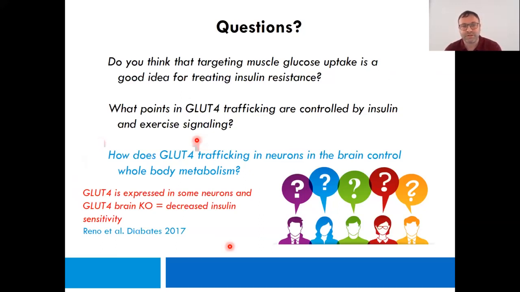So I think it's interesting to think about how GLUT4 trafficking, or insulin resistance in terms of GLUT4 trafficking, in neurons may play a role in whole body glucose homeostasis.